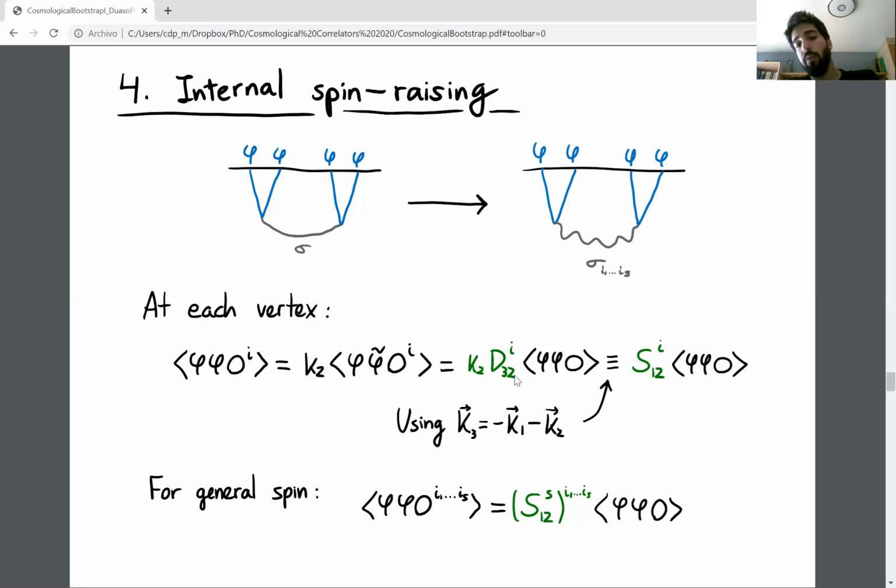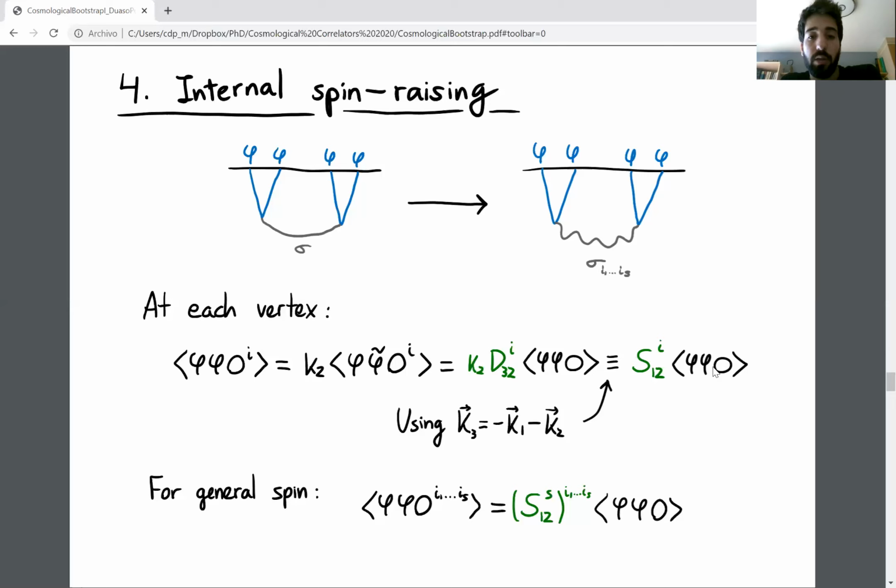So this is the operator we are looking for, and this operator, as you can see, will be a differential operator on K3 and K2. But we can use momentum conservation on this 3-point vertex in order to rewrite all dependence on K3 in terms of K1 and K2. In this way, we define an operator that we call S12 that acts on legs 1 and 2, just by using this momentum conservation. So this operator acts on legs 1 and 2, but it is raising the spin of leg 3.